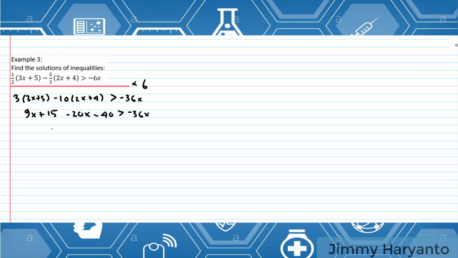9x minus 20x, negative 11x. 15 minus 40, negative 25, greater than negative 36x. Okay, use your algebra skill. So negative 11x plus 36x greater than 25. We rearrange it, and then 25x greater than 25, divide by 25, x greater than 1.